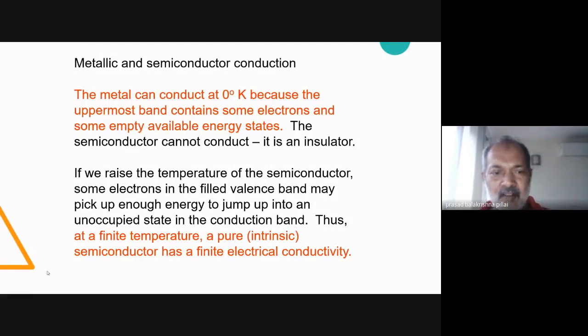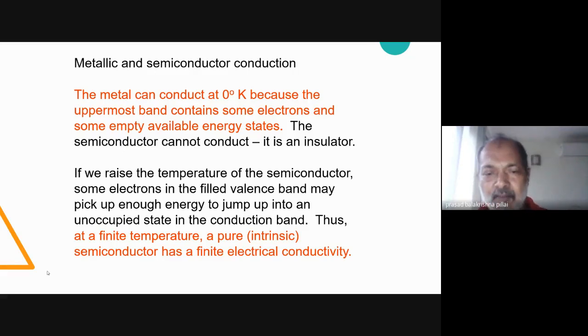So at finite temperatures, when you are at room temperature and above, when we talk of a temperature, normally we talk of the room temperature. But above 0 degree Kelvin, this happens. But normally when we talk of a material, we talk of the room temperature. At room temperature, the semiconductors have finite electric conductivity, so reasonably high conductivity. But of course, compared to the metals, it is not that high.